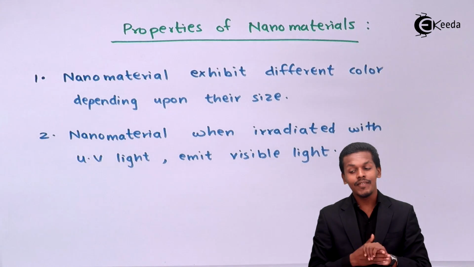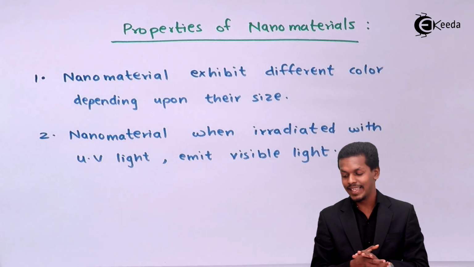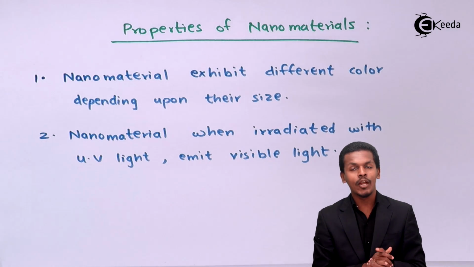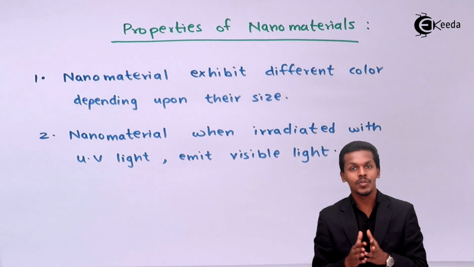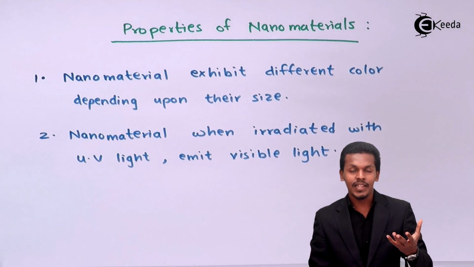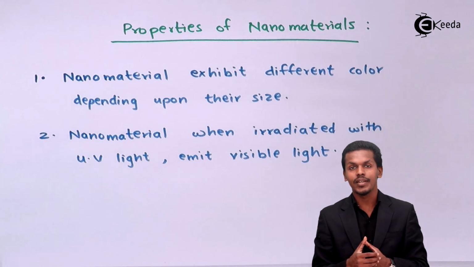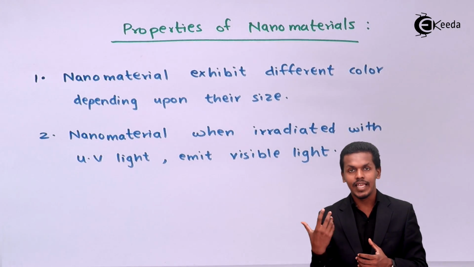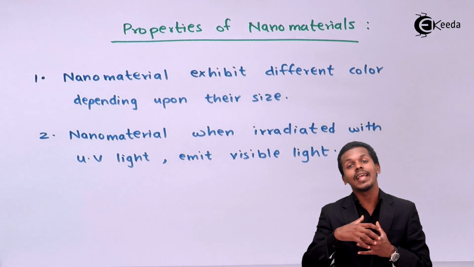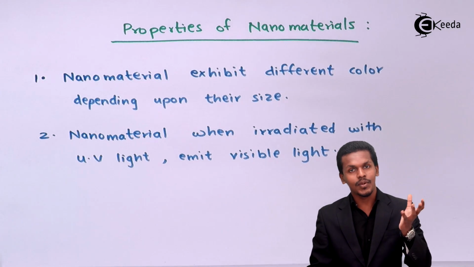Nanomaterials, when irradiated with UV light, or ultraviolet light, emit visible light. Yes, this depends on the size also. For example, if a particular nanomaterial of a different size range is hit with UV light, the larger the size of the nanoparticle, the higher the wavelength. If the size is more, we could get a higher wavelength, and for example, if we talk about VIBGYOR, which is the one that we know.